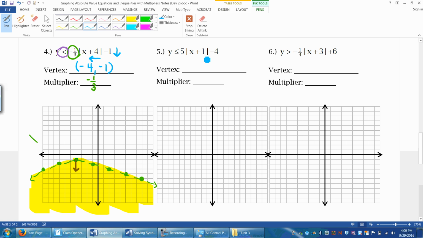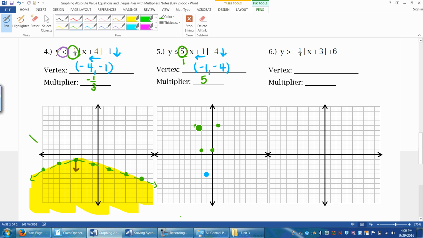Number 5, the horizontal shift is to the left 1, vertical shift is down 4. So my vertex is at -1, -4. The multiplier is 5, again over 1. So I'm going to go up 5 spaces and to the right 1 space. Or up 5 spaces and to the left 1 space.